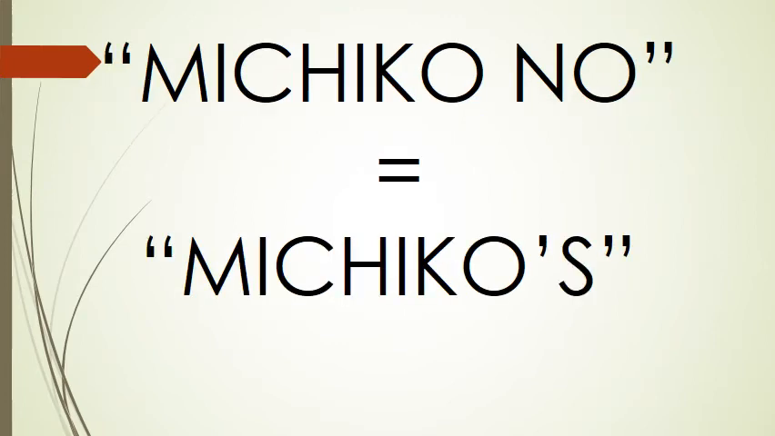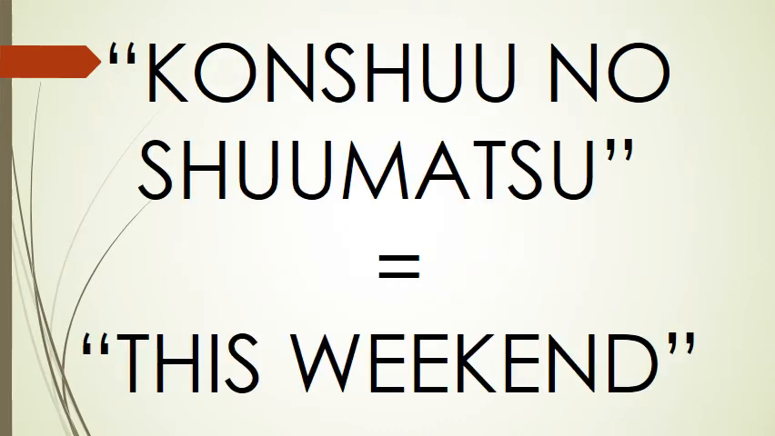If we want to talk about someone else's possession of an item, we can combine their name with no. So for example, Michiko no would mean Michiko's. As I explained, no is a noun connecting particle. So it's not just used to show possession, it can also be used to connect two nouns together.